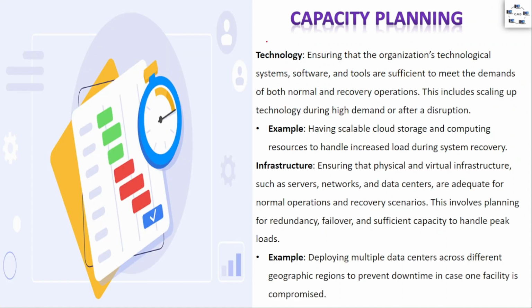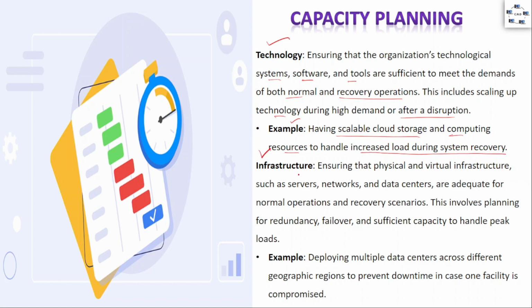The second capacity planning component is technology, ensuring that the organization's technological systems, hardware, software, and tools are sufficient to meet the demands of both normal and recovery operations. This includes scaling up technology during high demand or after a disruption. Examples include having scalable cloud storage and computing resources to handle increased load during system recovery.